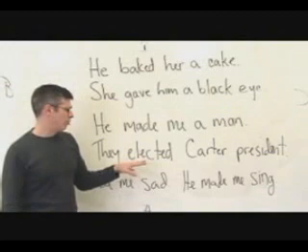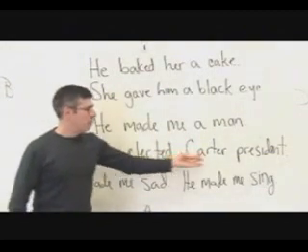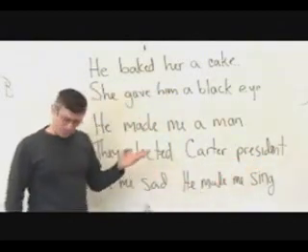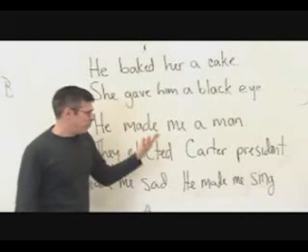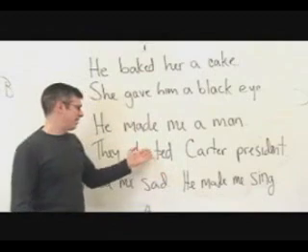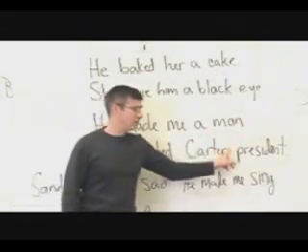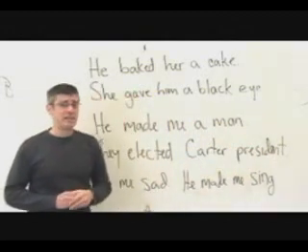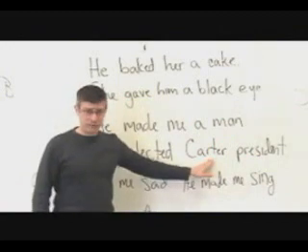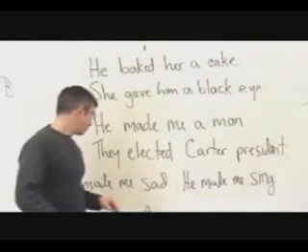They elected Carter president. Well, who did they elect? They elected Carter. But we have this noun hanging off the end here. And if you don't have some way of accounting for it, it's just hanging off in space. They didn't just elect Carter, they elected him president. So once again, president is the objective complement here. Carter is the direct object, and president is the objective complement.